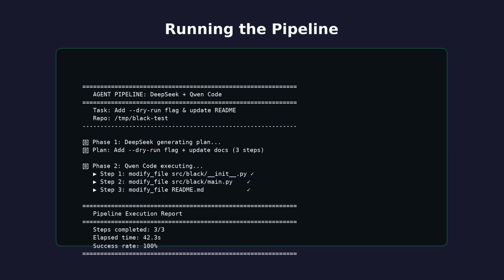Here's how to run it. Export your DeepSeek API key, clone a test repository. I'm using the Black code formatter. And run the pipeline script with the repo path and your task. In the output, you'll see phase 1 where DeepSeek generates a 3-step plan. Then phase 2 where Qwen Code executes each step sequentially. The final report shows 3 out of 3 steps completed in 42 seconds with a 100% success rate. The dry run flag was added to the CLI, the logic was implemented in main, and the README was updated.